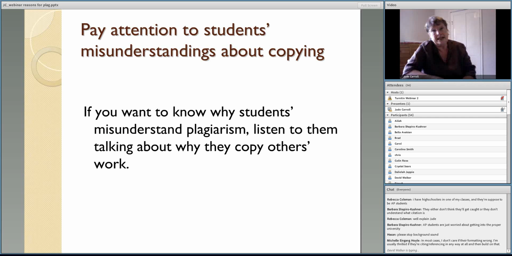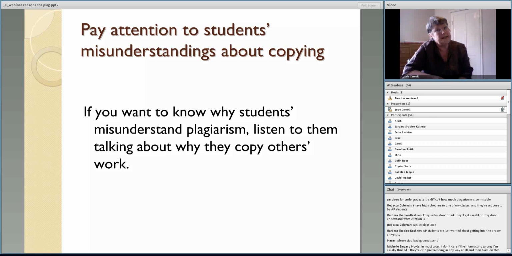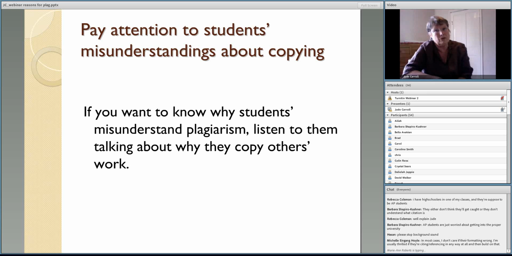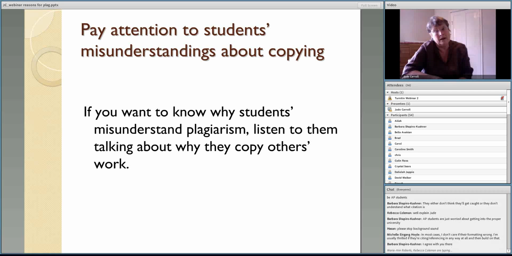Let's pay attention to students' misunderstanding, particularly about copying, because that's where a lot of the cause of plagiarism happens. They don't understand what they should be doing or not doing around copying. If you want to know why students misunderstand plagiarism, listen to them talking about why they copy other people's work.